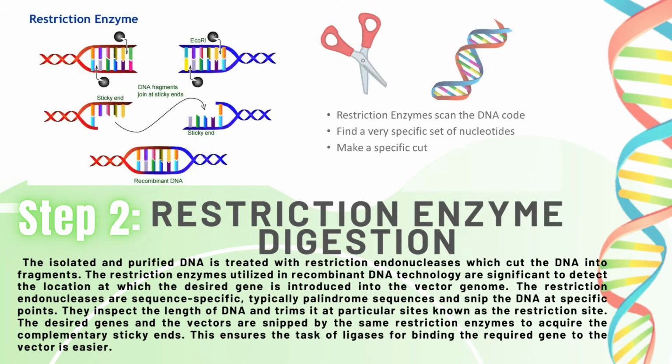The isolated and purified DNA is treated with restriction endonucleases which cut the DNA into fragments. These restriction enzymes utilized in recombinant DNA technology are significant to detect the location at which the desired gene is introduced into the vector genome. The restriction endonucleases are sequence-specific, typically palindrome sequences, and snip the DNA at specific points. They inspect the length of DNA and trim it at particular sites known as the restriction site. The desired genes and the vectors are snipped by the same restriction enzymes to acquire the complementary sticky ends. This ensures the task of ligases for binding the required gene to the vector is easier.